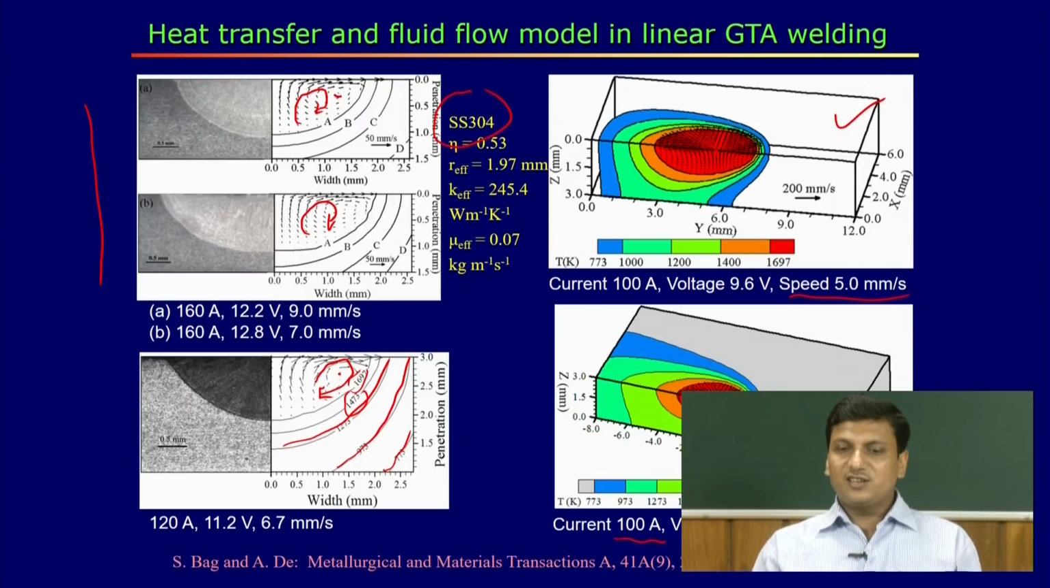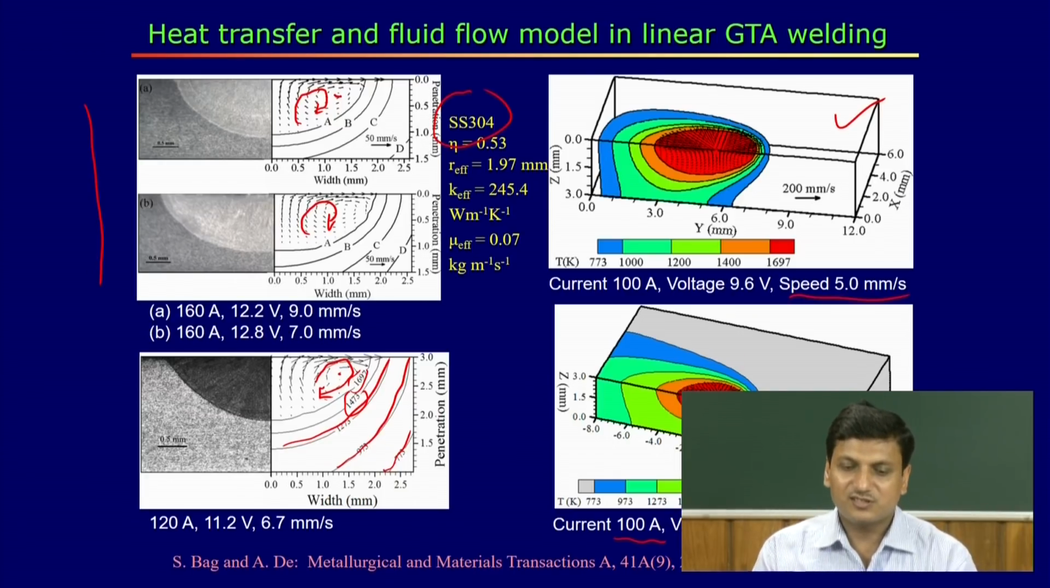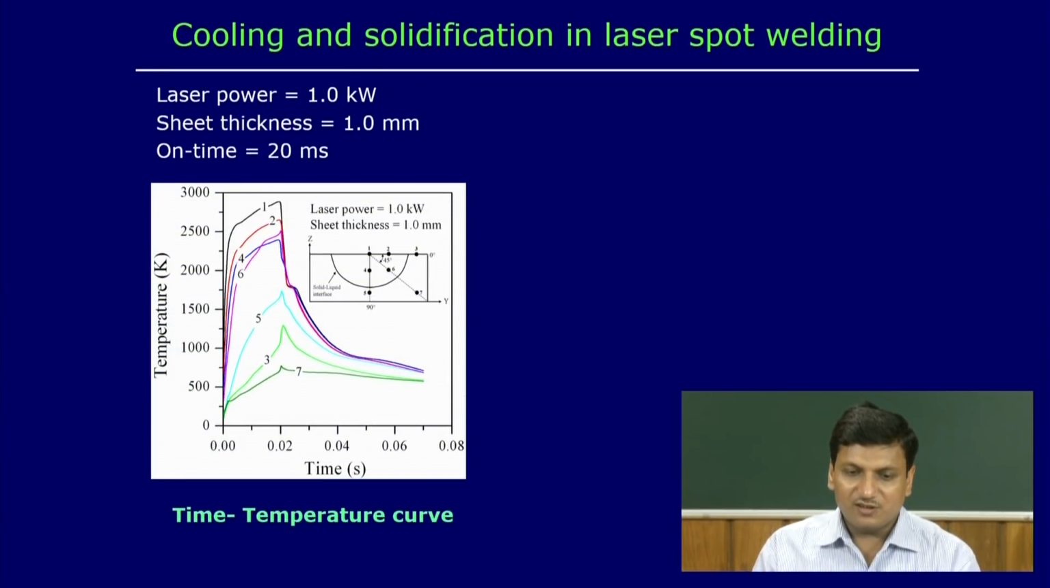We can see that in the case of stainless steel, the flow field in all these cases is in the clockwise direction. Similarly, from this temperature simulation we can find the cooling and solidification behavior in the case of laser spot welding. Here we can see the case of 1 kilowatt laser power, sheet thickness of 1 millimeter, and on time equal to 20 millisecond.